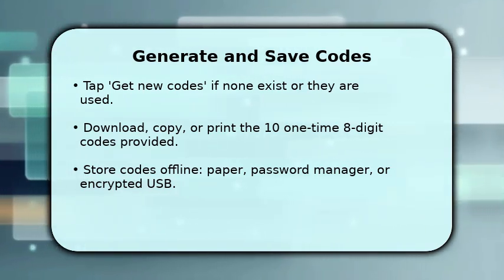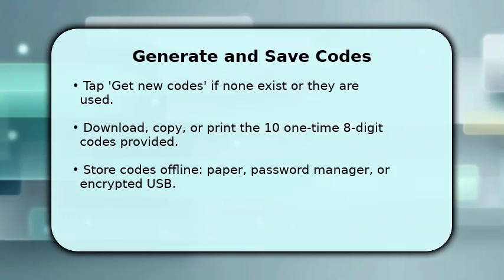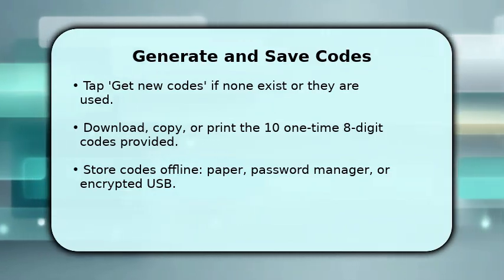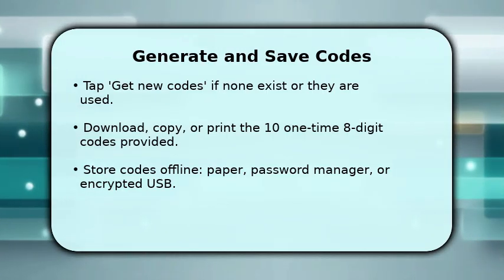You should immediately save them in at least 2 secure locations, print a paper copy, and add them to a trusted password manager or an encrypted USB. You want one quickly accessible and one offline backup in case of device loss. After saving, mark which codes are used as you go. This preserves access and prevents accidental reuse or lockouts.